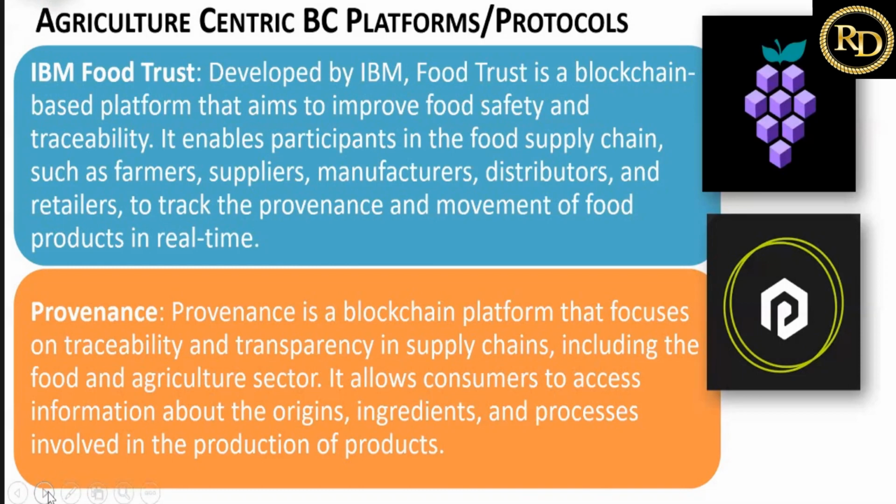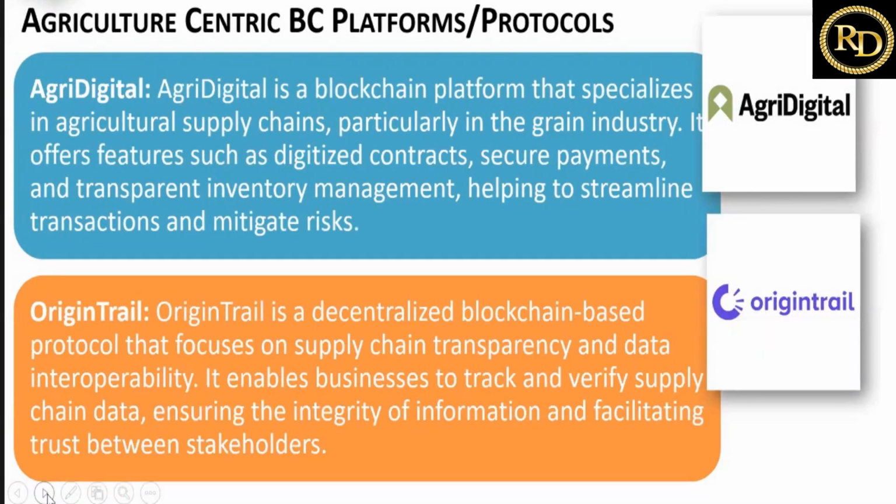So these are some of the agriculture-centric blockchain platforms and protocols. IBM Food Trust is developed by IBM. Its aim is to improve food safety and traceability, and it enables participants in the food supply chain, such as farmers, suppliers, manufacturers, distributors, retailers, to track provenance and movement of food produced in real time. Provenance itself is a blockchain platform that focuses on traceability and transparency in supply chains, including food and agriculture. It allows consumers to access information about the origin, ingredients, and processes involved in production of specific products, even if there are multiple producers involved.